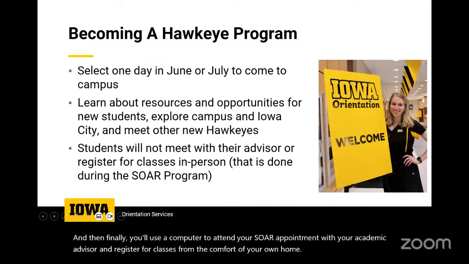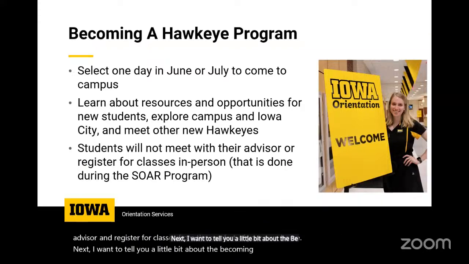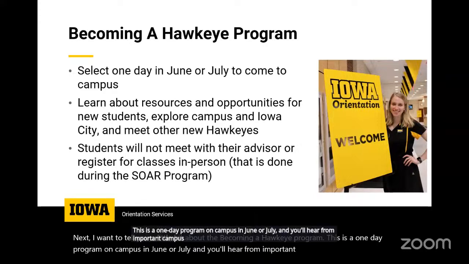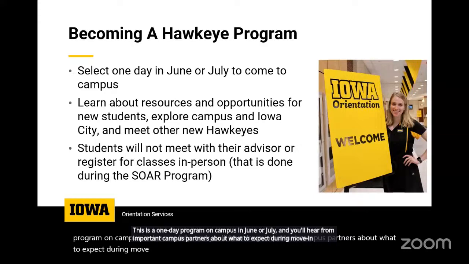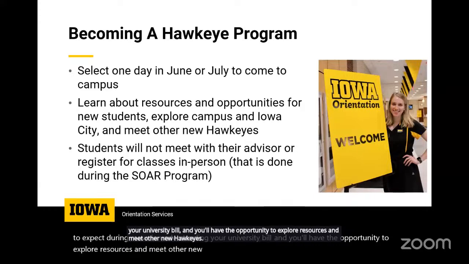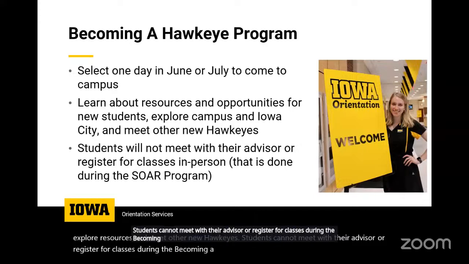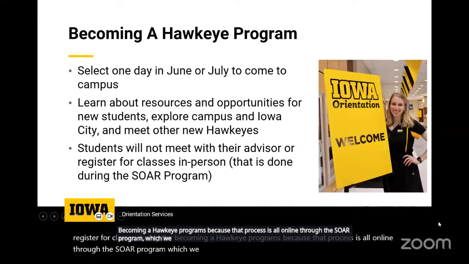Next, I want to tell you a little bit about the Becoming a Hawkeye program. This is a one-day program on campus in June or July, and you'll hear from important campus partners about what to expect during move-in, understanding your university bill, and you'll have the opportunity to explore resources and meet other new Hawkeyes. Students cannot meet with their advisor or register for classes during the Becoming a Hawkeye programs because that process is all online through the SOAR program, which we just covered.